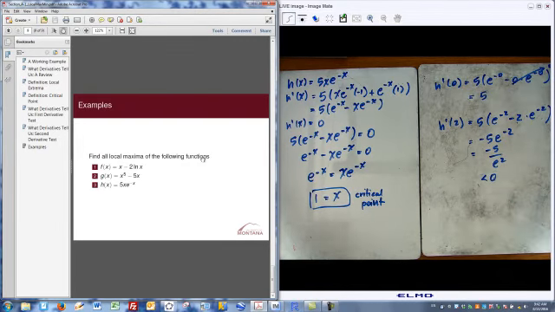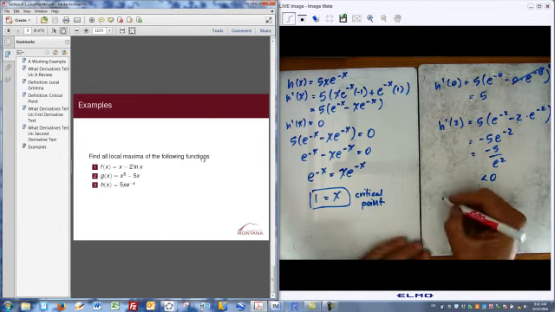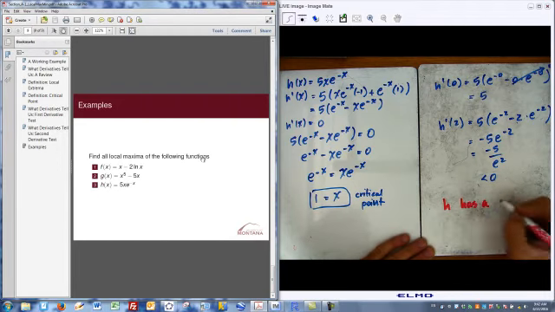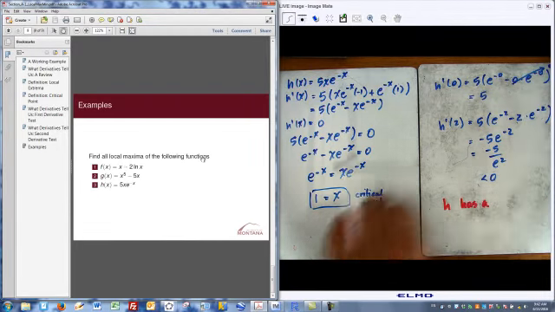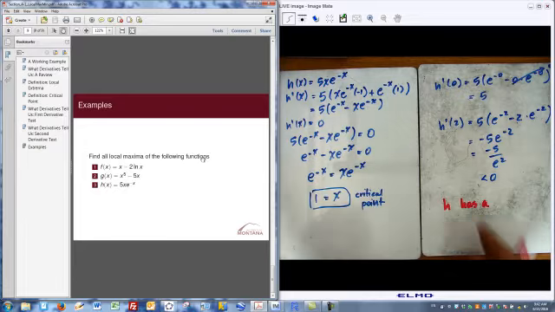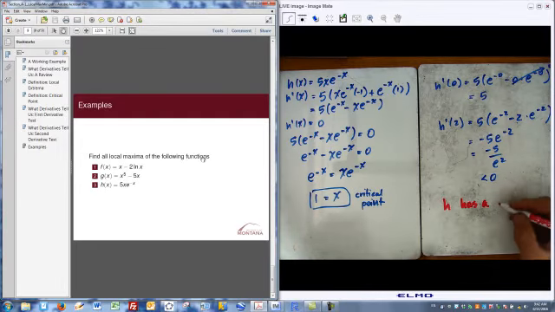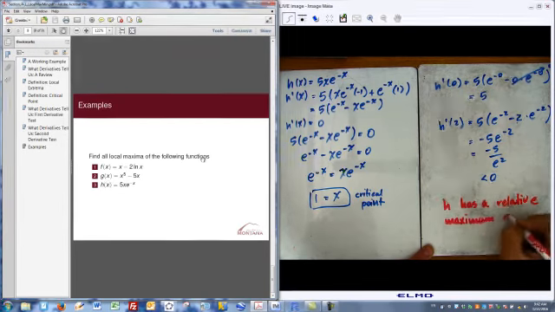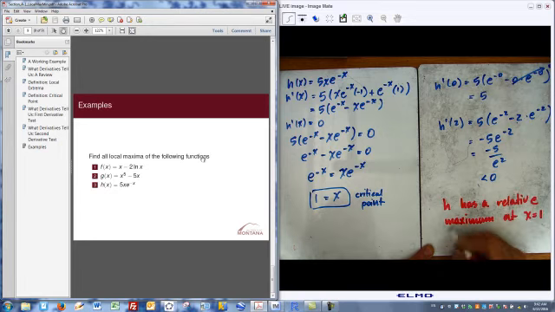So what can we conclude? Well, by the first derivative test, we're approaching from the left positively, we're leaving on the right negatively, so h must have a relative maximum at x equal 1 by the first derivative test.